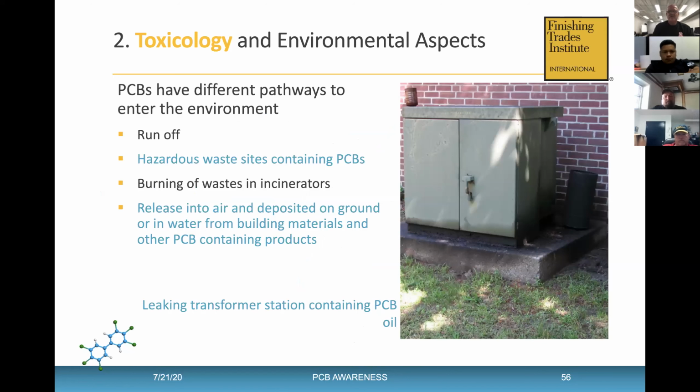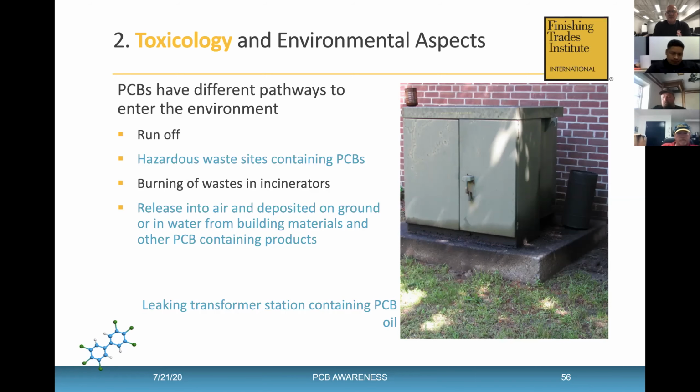All right, so here are some potential pathways and how these things can get out there. So you can have runoff, right? You can contaminate the ground, and then rainwater comes by, collects this stuff, and it's going to go wherever the rainwater is going. Hazardous waste sites containing PCBs, and also landfills that contain PCB products, right? How many times is just regular caulking thrown out in a construction landfill? That's not a hazardous waste landfill, and it's certainly not a PCB regulated landfill.